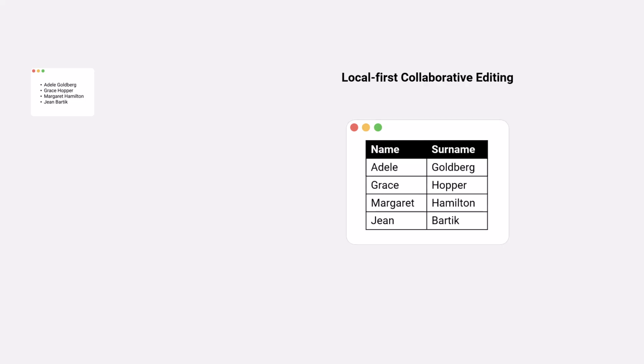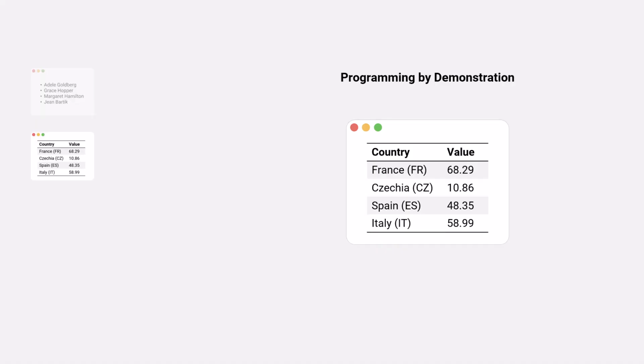In local-first collaborative editing, one user adds content to a document while another user transforms its structure. We want those edits to be merged automatically. In programming by demonstration, the user edits one row of a data table. We want the system to generalize those edits and apply them to the remaining rows.